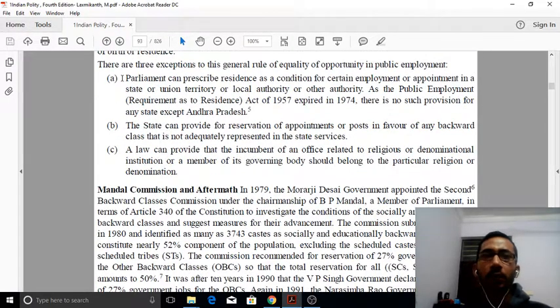What are those things? First one, Parliament can prescribe residence as a condition for certain employment or appointment in a state or union territory, or local authority or other authority, as a public employment requirement. So the Act of 1957 expired in 1974. There is no such provision for any state except Andhra Pradesh, right?